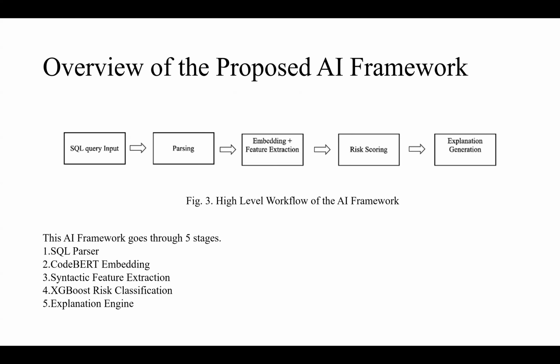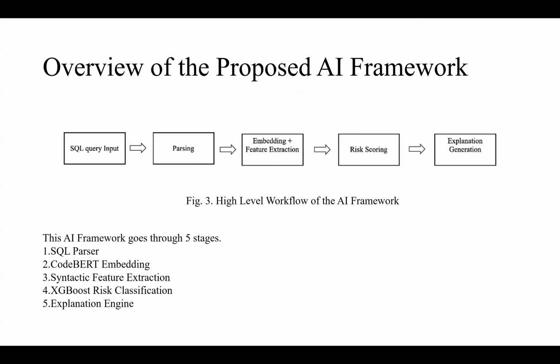XGBoost risk classification. Once the system has the semantic fingerprint and the hand-picked risk features, it combines them into a single profile of the query. This profile is then sent to XGBoost, a highly accurate machine learning algorithm that acts like a judge. It has been trained on a large number of SQL examples labeled as safe or risky, so it knows how to spot dangerous patterns.